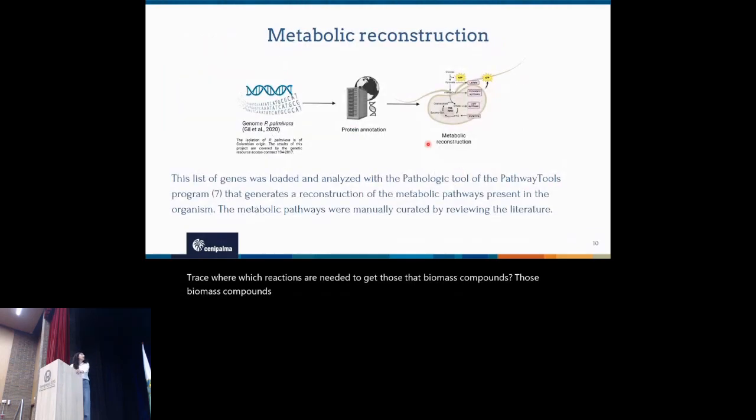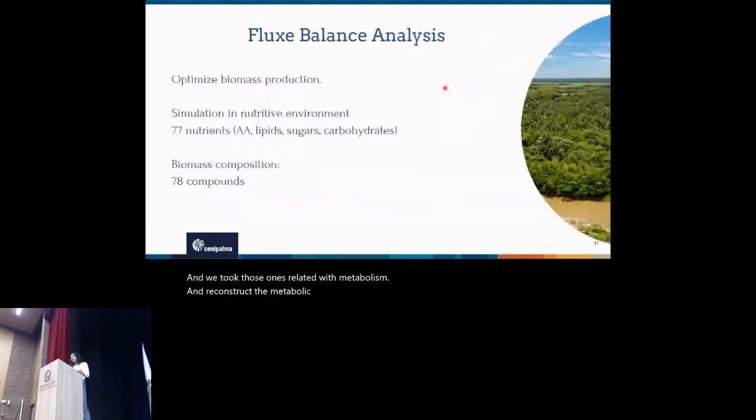So that's what we did. We took the genome of Phytophthora palmivora, and we annotate or predict the proteins, and we took those related with metabolism and reconstruct the metabolic network. Then for the flux balance analysis, we optimize the biomass production. This means that we took a lot of compounds previously described in literature, and we simulate the growth in a nutritive environment.